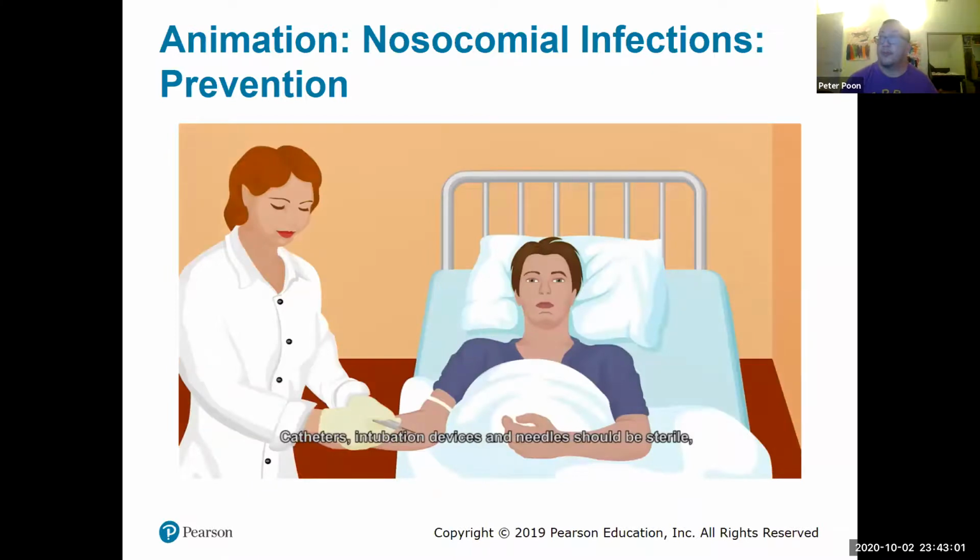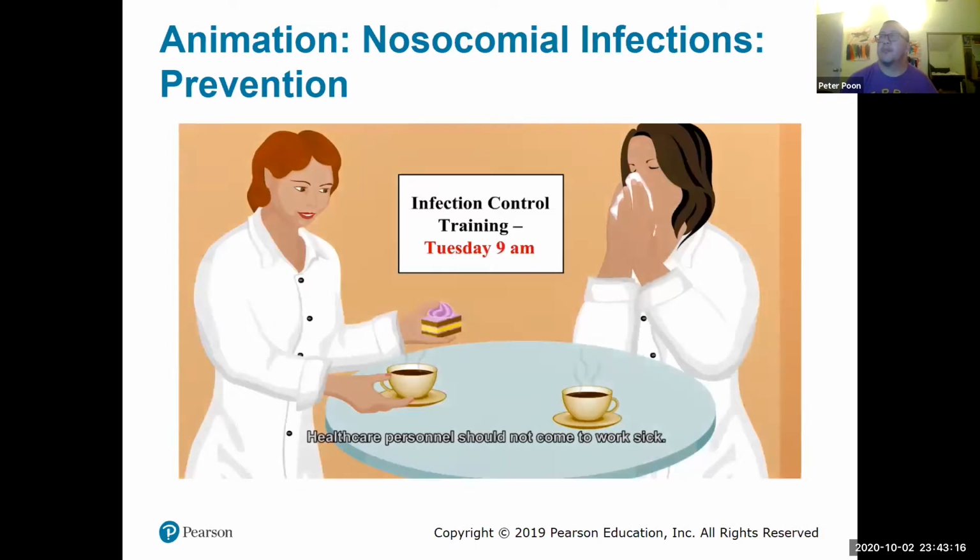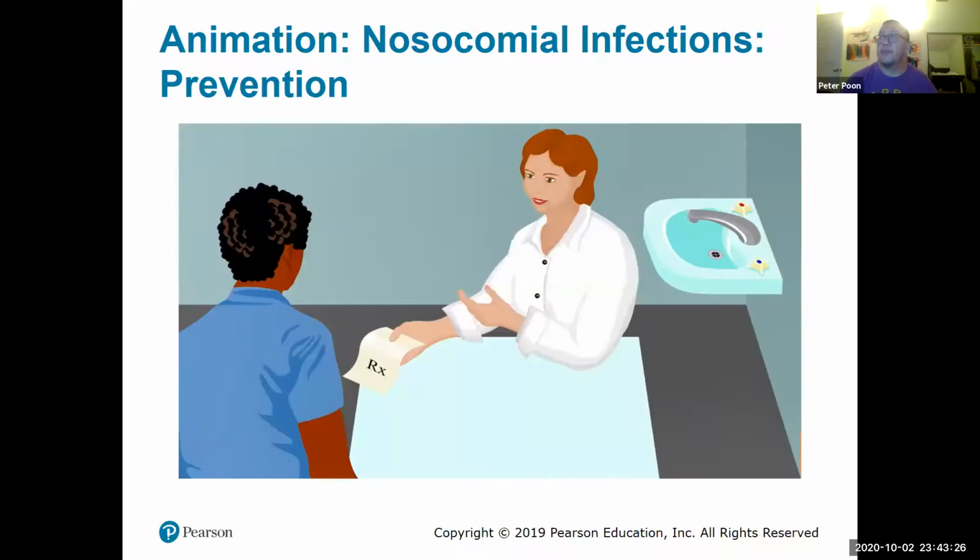Catheters, intubation devices, and needles should be sterile, preferably single-use disposable devices, and should be inserted using aseptic technique. Contaminated material should be disposed of promptly and properly. Healthcare personnel should not come to work sick. Most importantly, all healthcare employees should receive periodic training in the proper precautions for infection control.